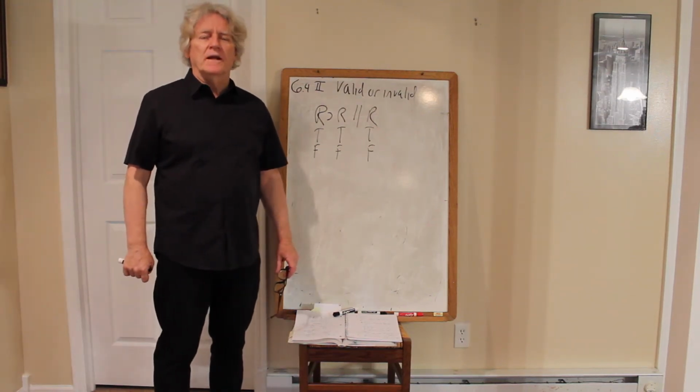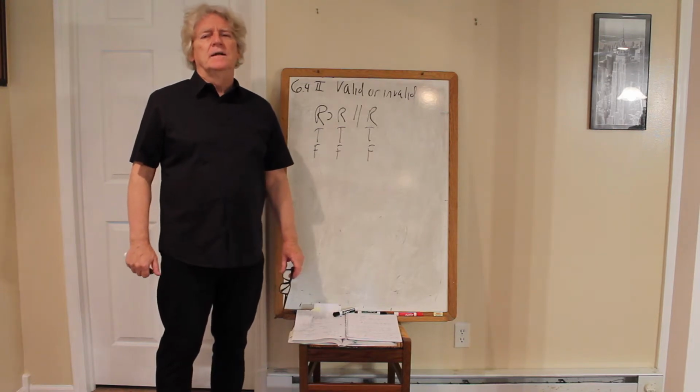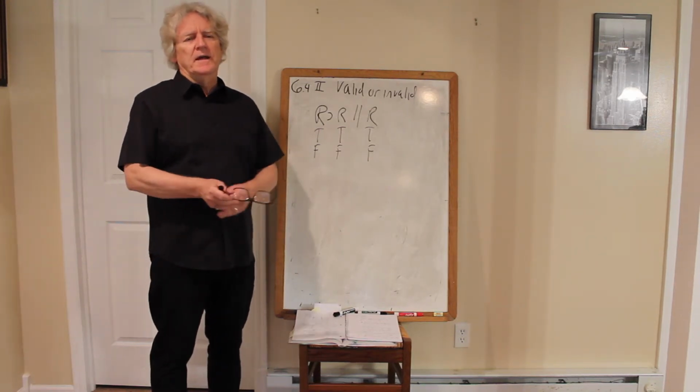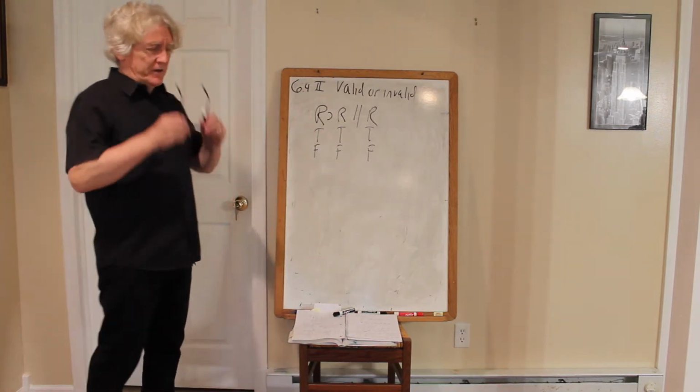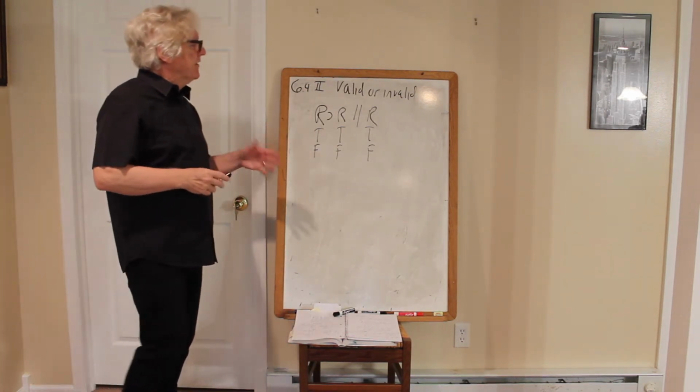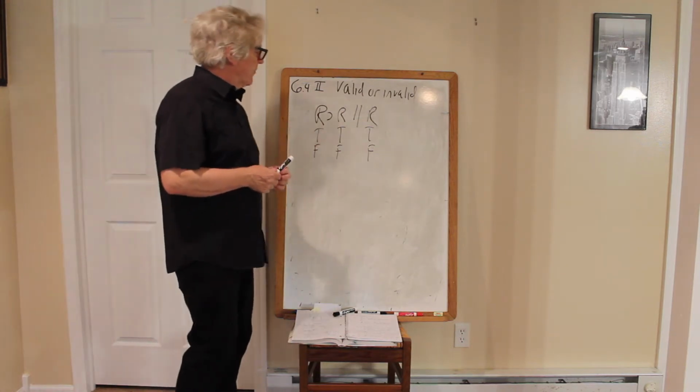I wanted to go over one of the exercises that will be on the exam this coming Thursday, April 30th. That's 6.4 Roman numeral 2, valid or invalid. It's in the assignments given. Here you're supposed to say, using a truth table, whether they're valid or invalid.